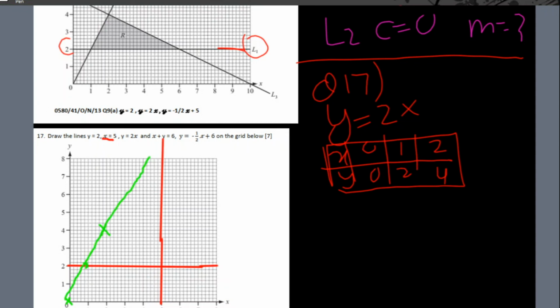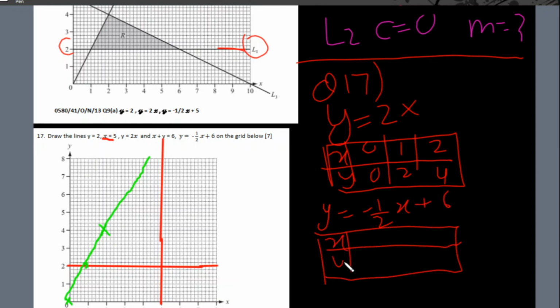And then the last one is y equals minus half x plus 6. Again, take 3 values of x and 3 corresponding values of y. Let's take such values of x so that 2 gets cancelled with it. When x is 0, this becomes 6. When x is 2, minus 2 over 2 becomes minus 1, and y becomes 5. And similarly, when x is 4, y becomes 4 over minus 2, and this becomes 4.